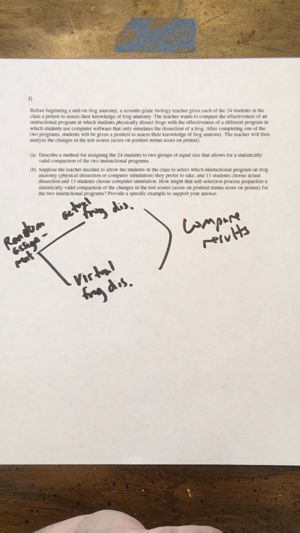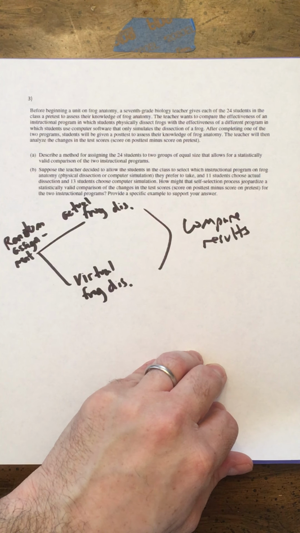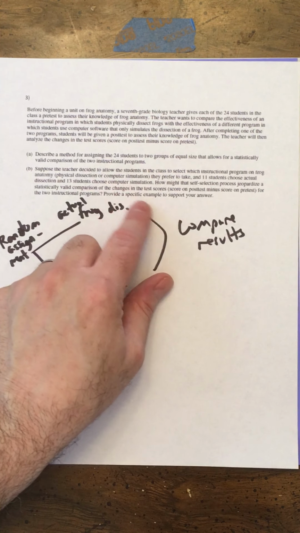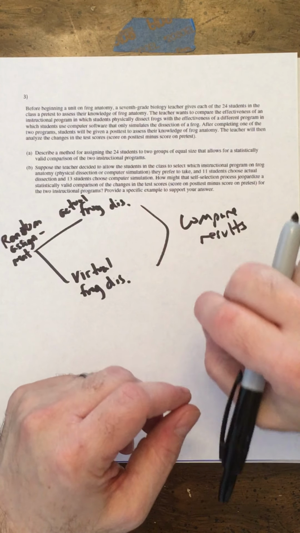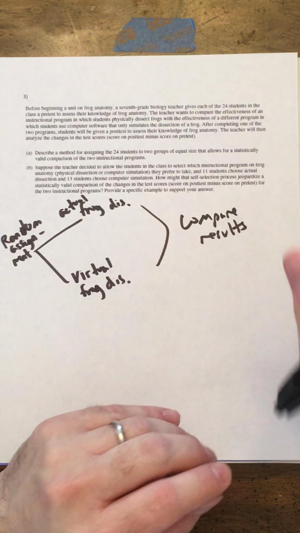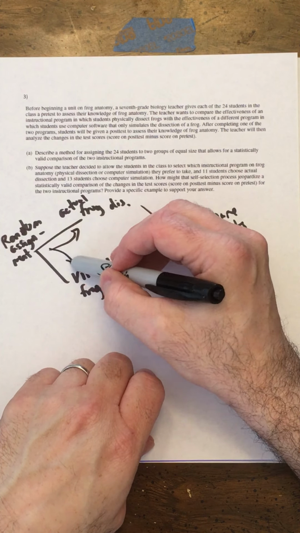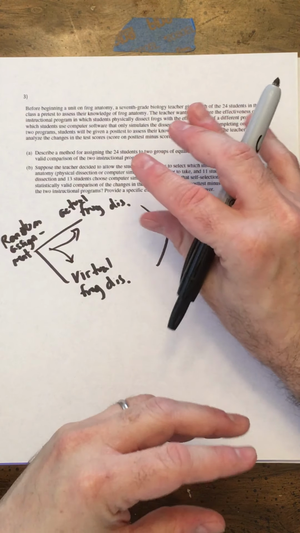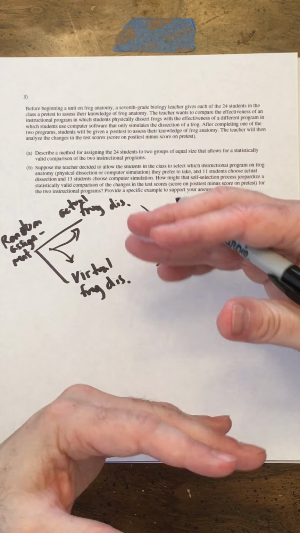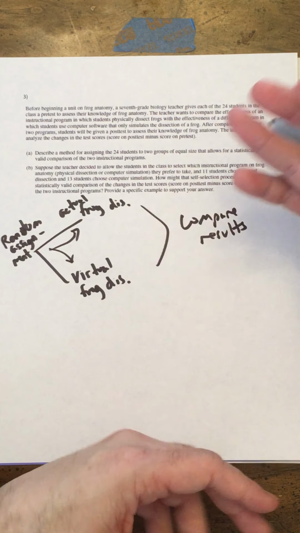How might this self-selection process jeopardize a statistically valid comparison of the changes to the test scores for the two instructional programs? It says provide a specific example to support your answer. Now, there's always a problem when there's self-selection. There could be some specific reason why some people want to pick the actual frog dissection compared to this group. And if that's the case, then you might have some qualitative differences in these groups. Now, if you wanted to give a concrete example, you might want to argue something along these lines.